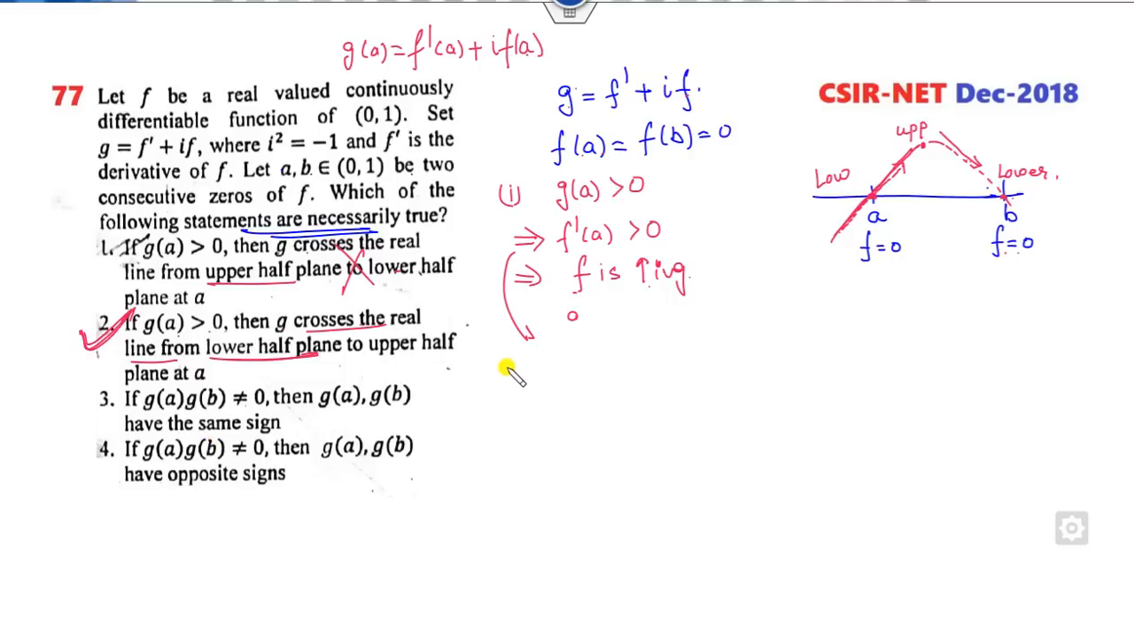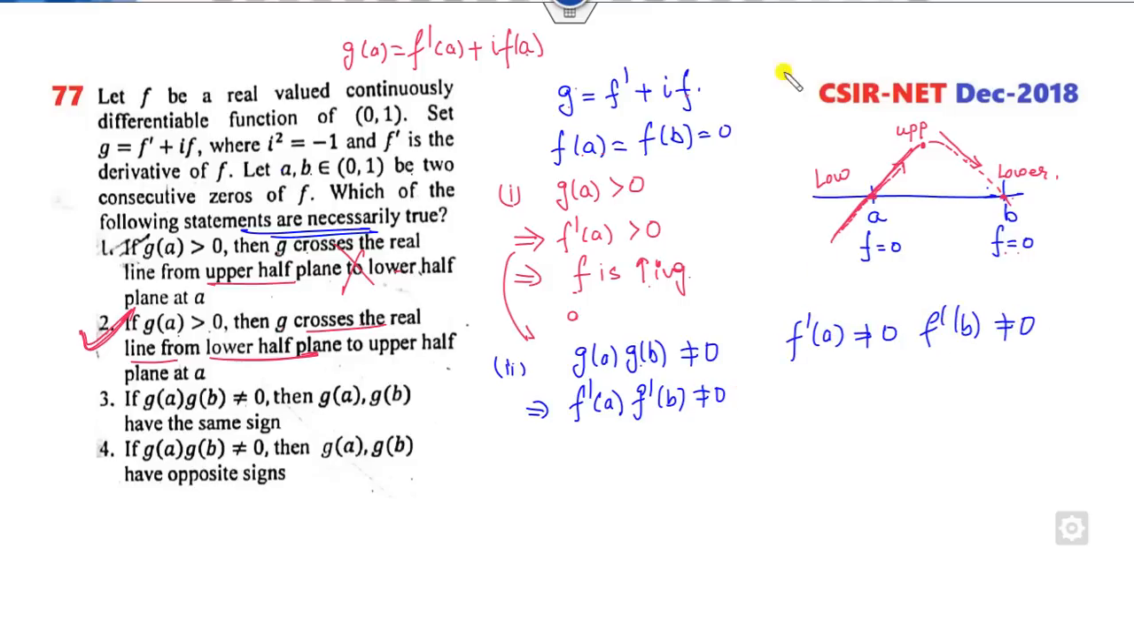Look at this third option. g of a, g of b is non-zero. It means f of a, what is the g of b? f of b is non-zero. It means f of a is non-zero, f of b is non-zero. It means f of a is either greater than 0 or less than 0. So what will happen? We all know at this point f is 0, at this point f is 0.